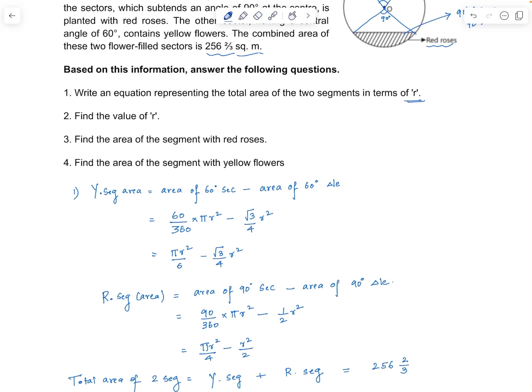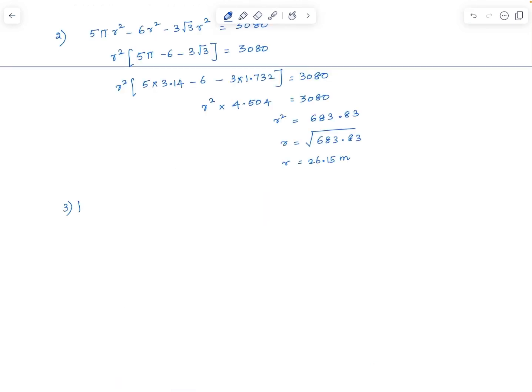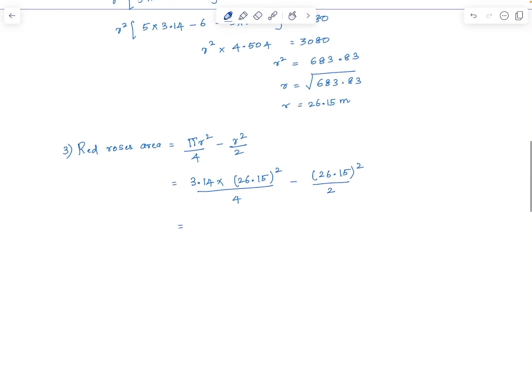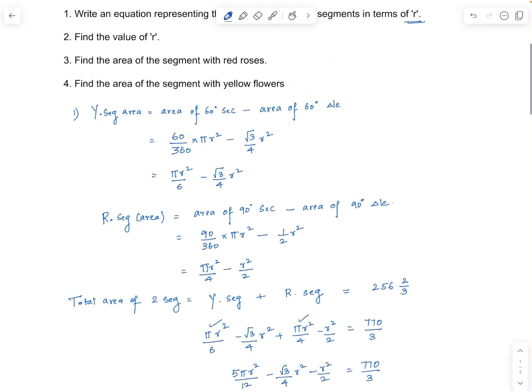Question 3. Find the area of the segment with red roses. The red roses area is pi r square by 4 minus r square by 2. 3.14 times 26.15 the whole square upon 4 minus 26.15 the whole square upon 2, which gives us 536.8 minus 341.9, that is 194.8 meter square.